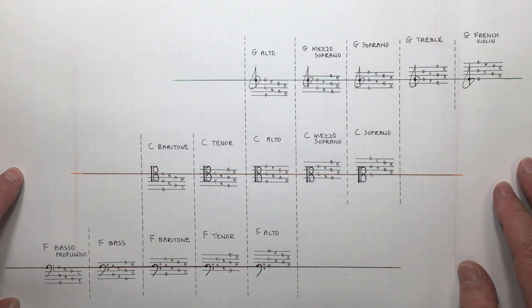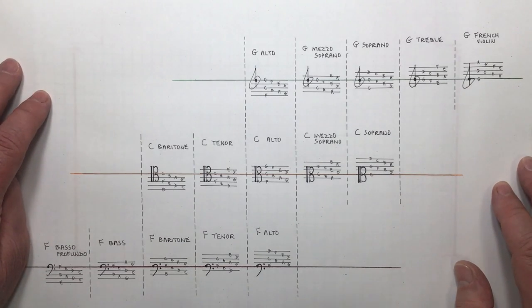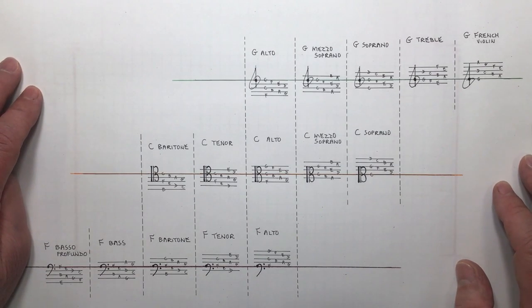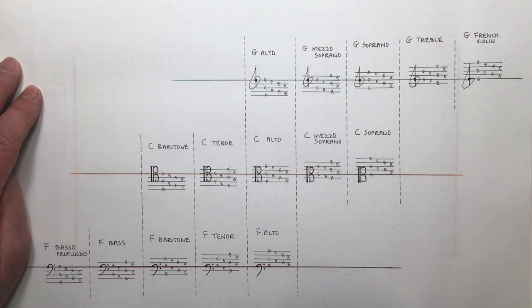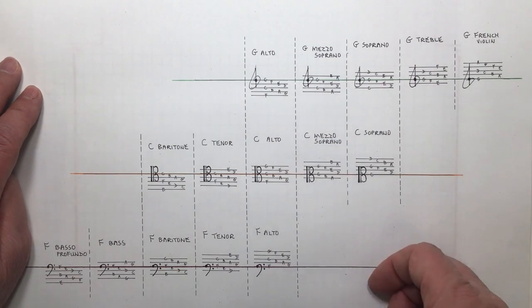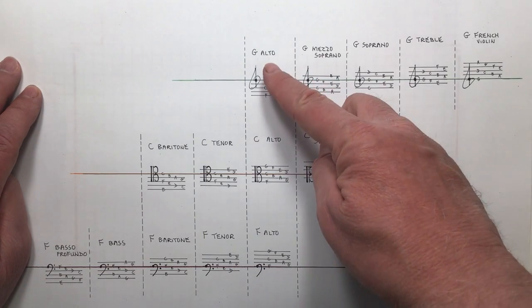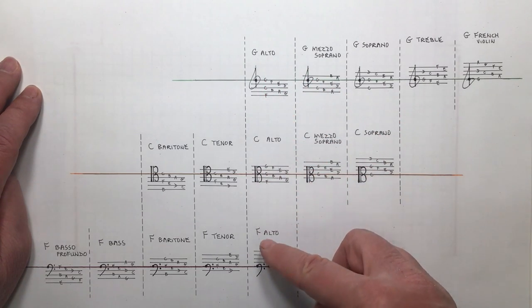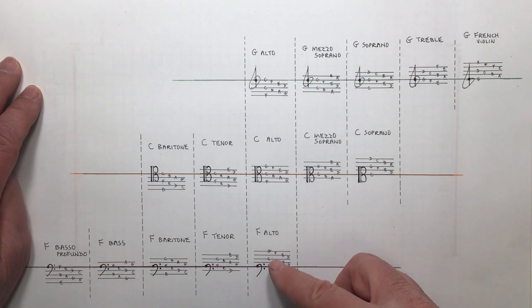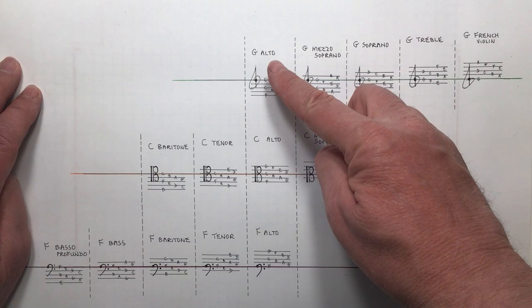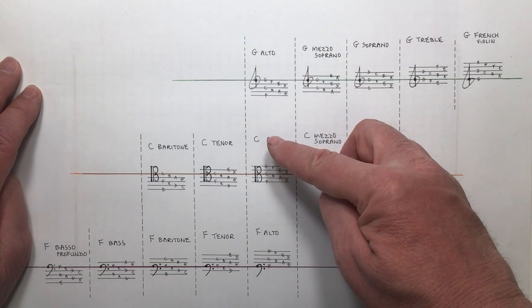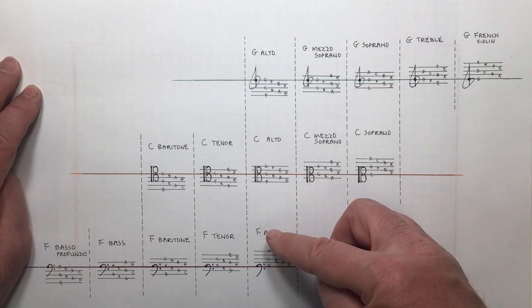These clefs are named by the voice range that would originally sing from that clef. If you were an alto voice, you were singing in this range. So this middle set of staves, all the same names: G alto clef, C alto clef, F alto clef.